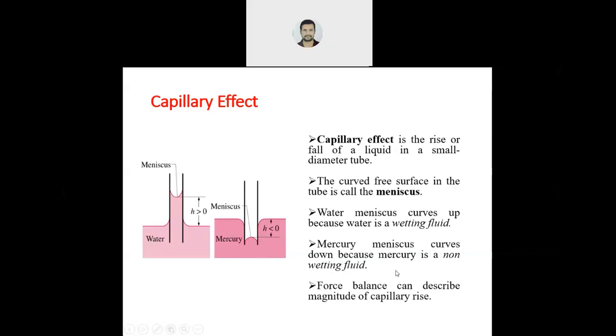Now you need to find the value of H. How will you find it? By doing a force balance. What are the forces acting here? You balance them, and you will get the value of H. You can refer to this in the books or on the net, how to find the value of H.